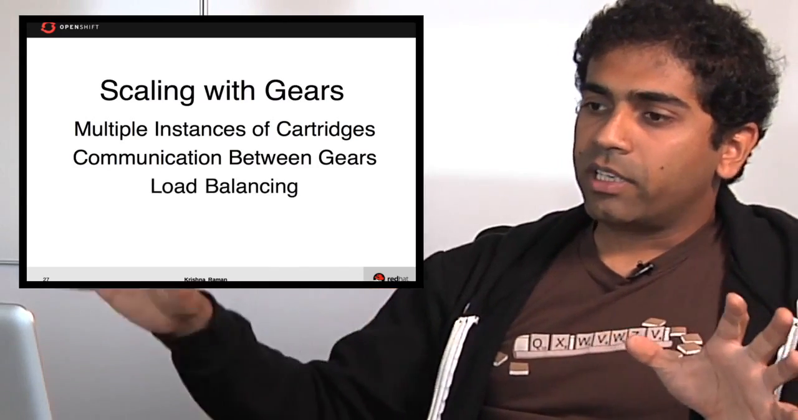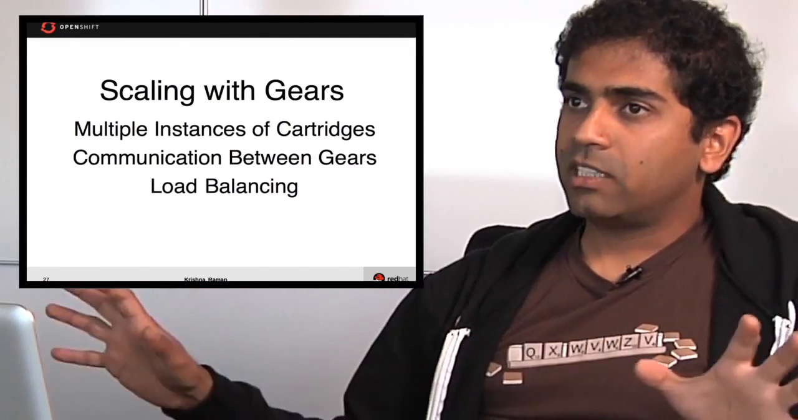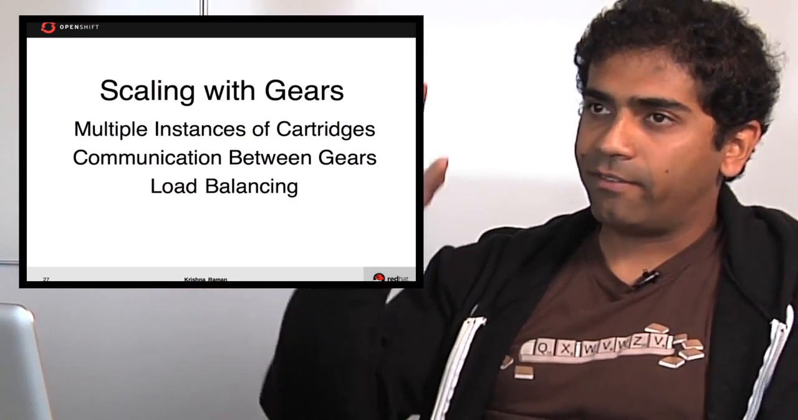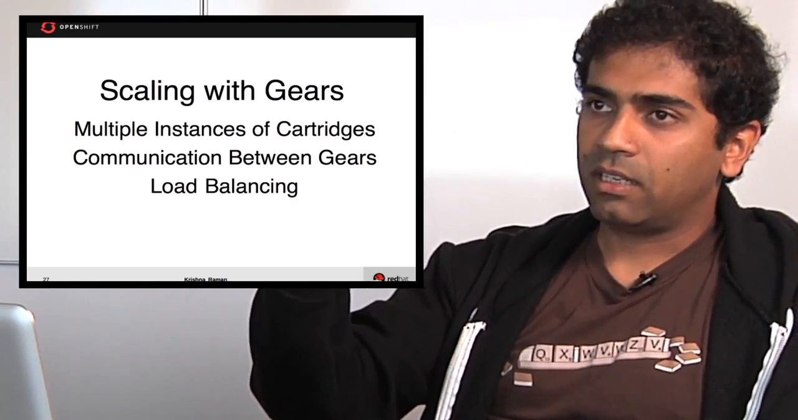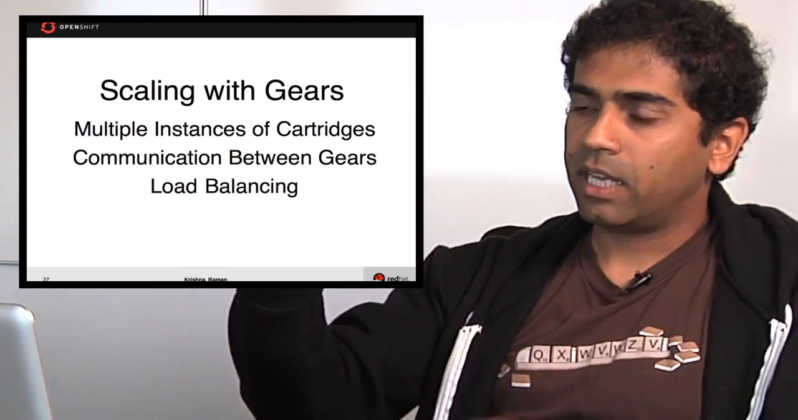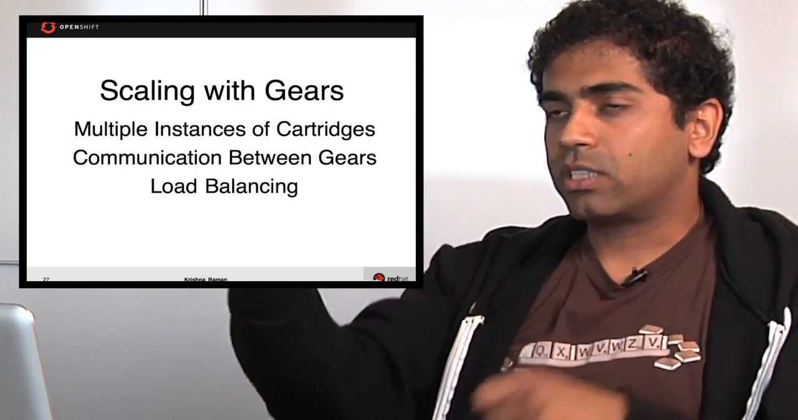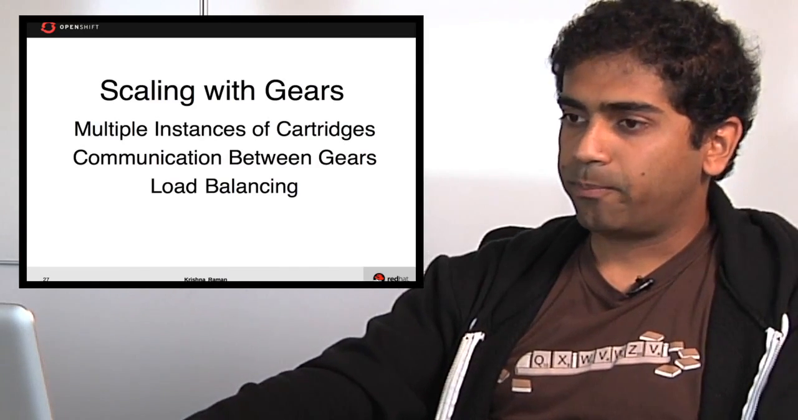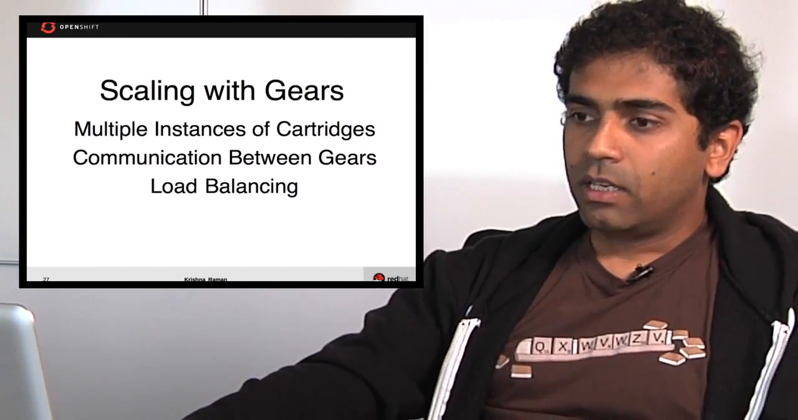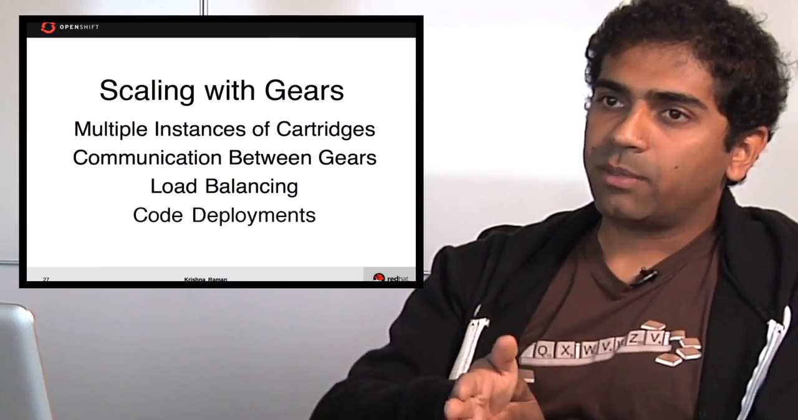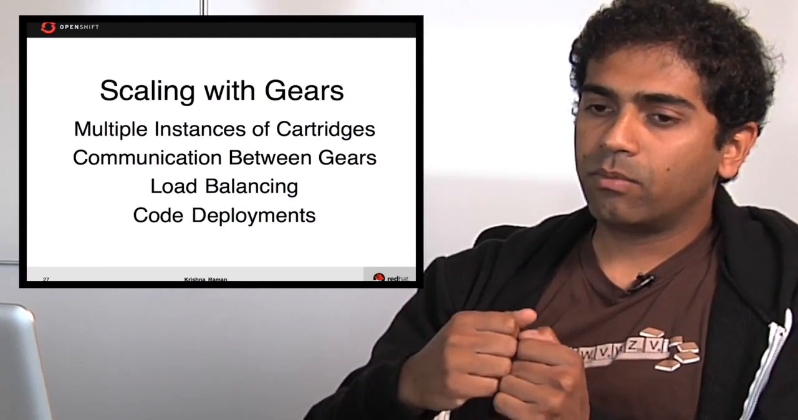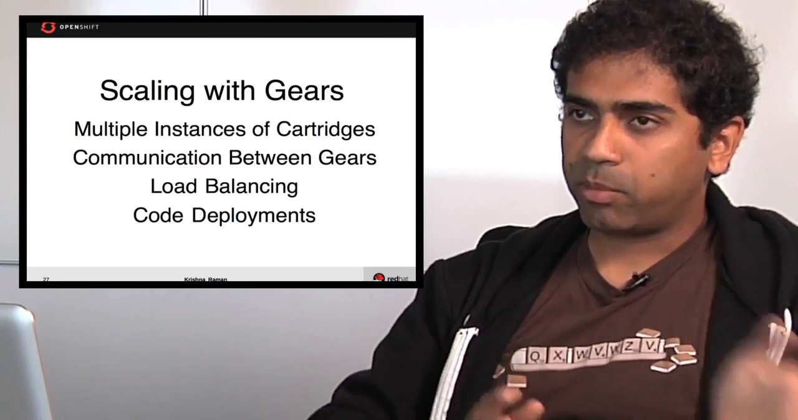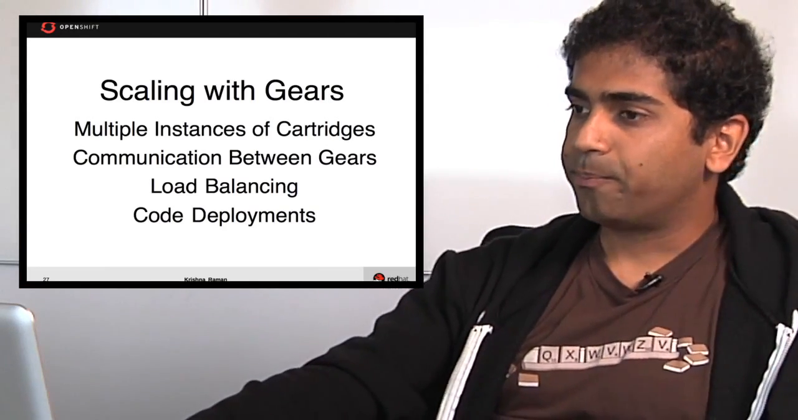Having these multiple gears also allows us to load balance amongst all of them. And the way we do it in a scaled app is we have one HA proxy in front, which is the load balancer, and that then proxies all of the requests to the other gears running the website. Code deployments go against the HA proxy, and once continuous integration passes, will then deploy it to the other gears as well.